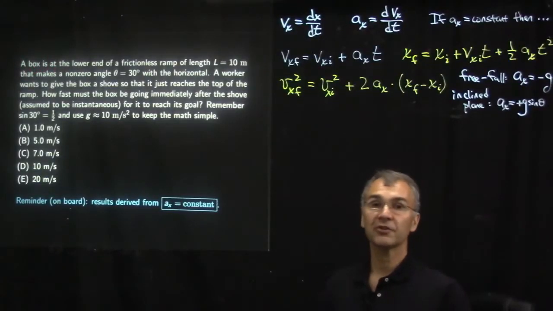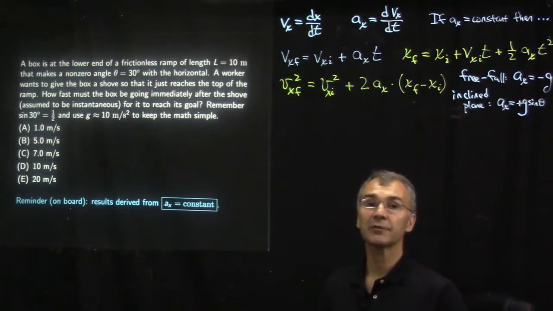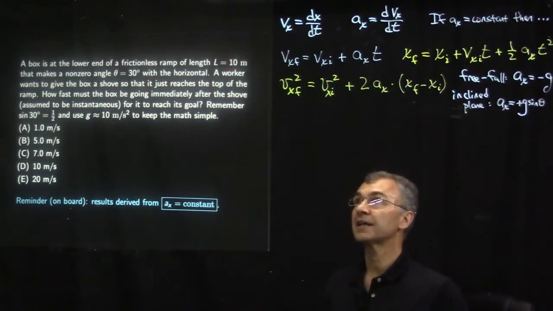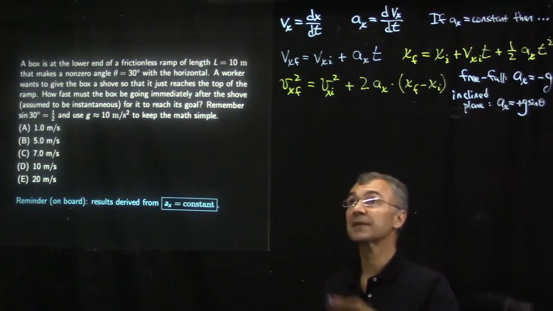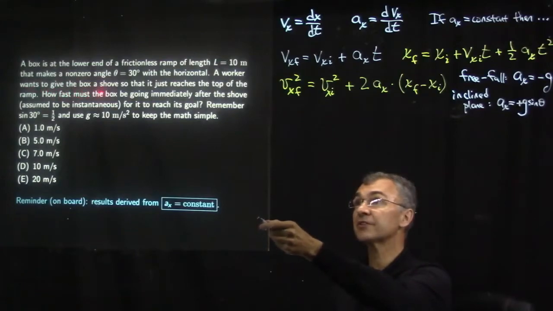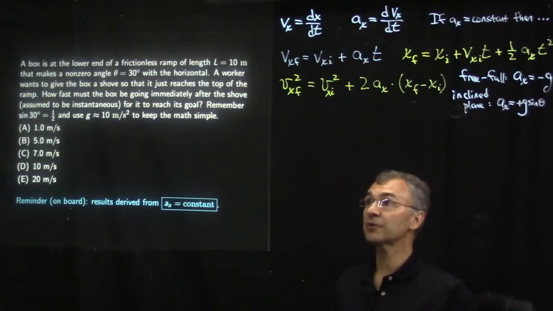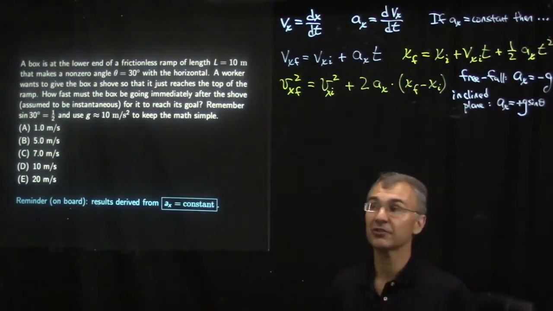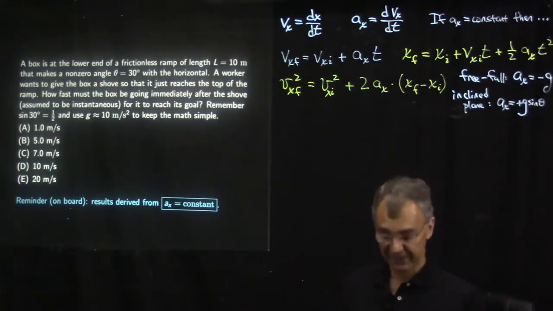A box is at the lower end of a frictionless ramp whose length is L equals 10 meters, and the ramp makes a non-zero angle of 30 degrees with the horizontal. This sounds like an inclined plane problem. A worker wants to give the box a shove so that it just reaches the top of the ramp. How fast must the box be going immediately after the shove, which is assumed to be an instantaneous shove, like a kick, in order for the box to reach its goal? Okay, and then we can remember some math stuff.